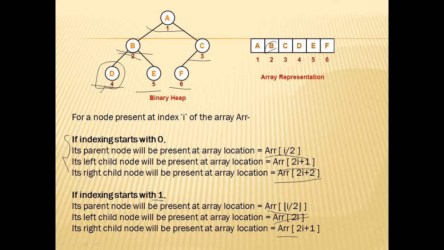If I assume B is the element, with i equal to 2, then the parent is at i by 2: 2 by 2 means 1. The parent is available at cell 1. The left child is 2i, meaning 2 times 2 is 4, so it is at cell 4. The right child is 2i plus 1, 4 plus 1, the fifth cell. Okay, this is the formula to represent a heap tree with array notation.